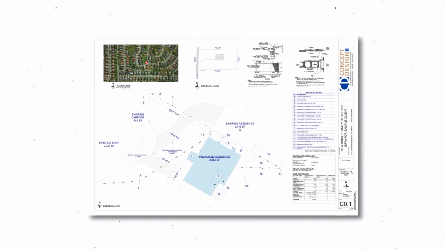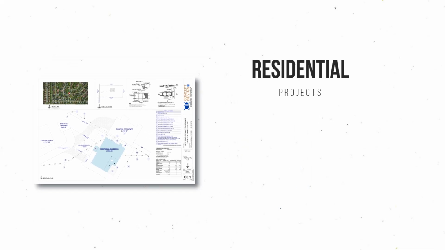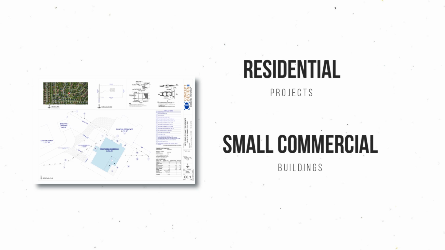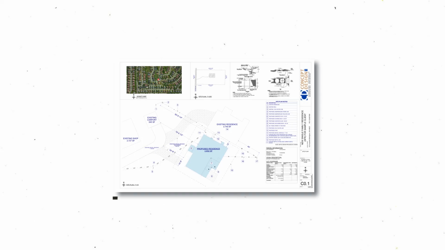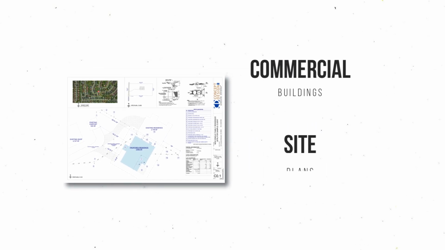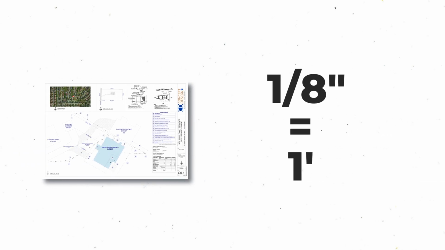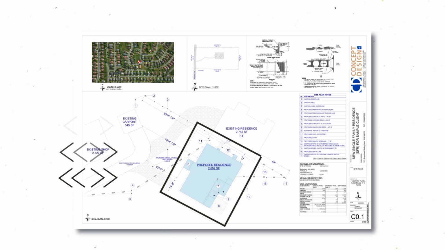Let's take a look at some of the most common scales you'll find on blueprints, depending on the type of project. First, for residential projects and most small commercial buildings, the most common scale is a quarter inch equals 1 foot. This scale works well for general floor plans and elevations because it provides enough detail while keeping the overall drawing compact. For larger projects, like commercial buildings or site plans, you'll often see a smaller scale, like 1/8 inch equals 1 foot. This allows architects to fit the entire building or even a multi-story complex onto a single page, though it sacrifices some detail.